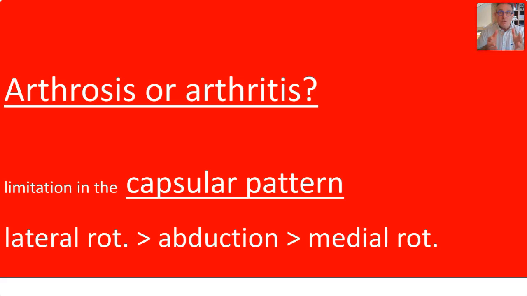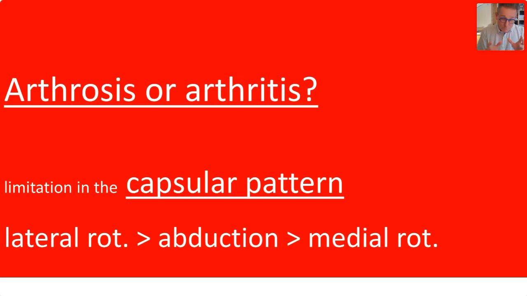In orthopedic medicine, we talk about a capsular pattern or a non-capsular pattern. The capsular pattern in the shoulder is a limitation of movement in 3 different directions. But lateral rotation is most limited, then abduction, and then medial rotation. It could be a small limitation, could be a big limitation. The proportion between the movements is important. If you find this pattern, this points in the direction of arthrosis, arthritis.